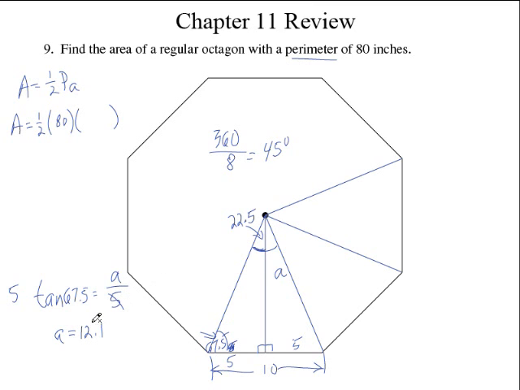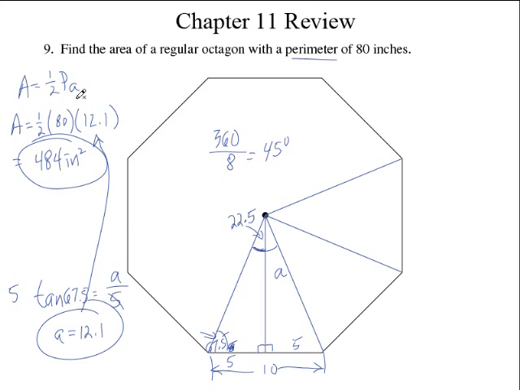So that's your apothem. So what do you do with that apothem? That's not your answer. I probably shouldn't have circled it, but what do you do? You put it right up here, 12.1, chuck all that into your calculator, and you should get somewhere around 484. And that's in inches, so it's inches squared. And that's the area of the whole entire thing. One half the perimeter times the apothem. All the work was finding the apothem.